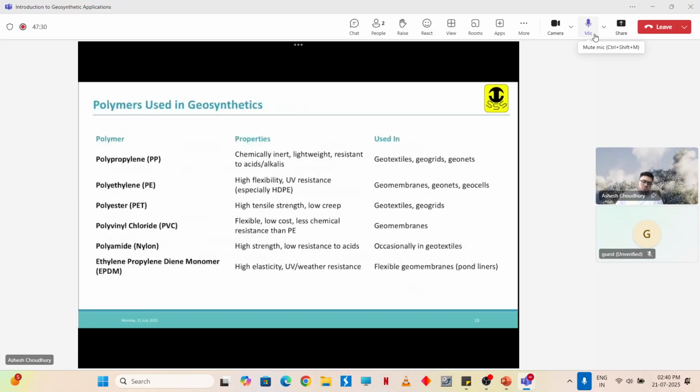Now these geosynthetics, as we said, are synthetic materials. So these are made of synthetic polymers. What are the different types of polymers that form different types of geosynthetics? We have discussed them here, and some of the properties also. For this also, again I would suggest you please go to the book properly, the book by Robert M. Koerner. So please go to that book properly.